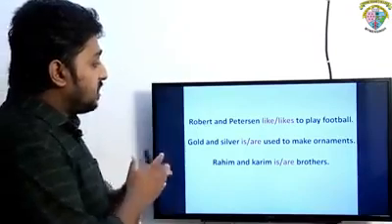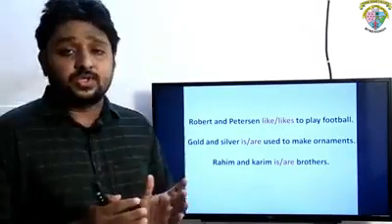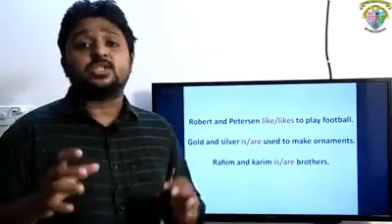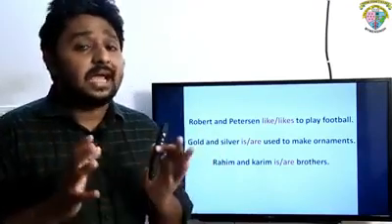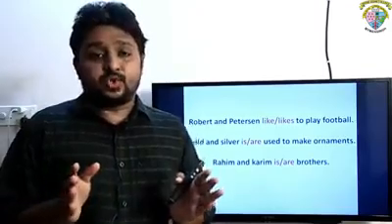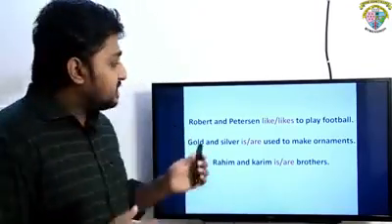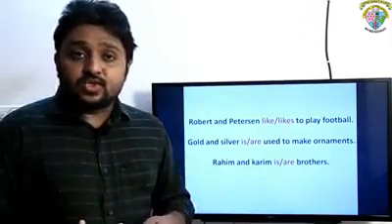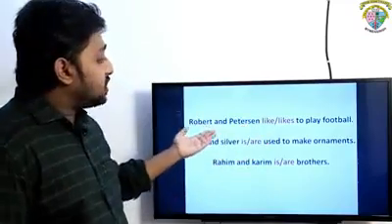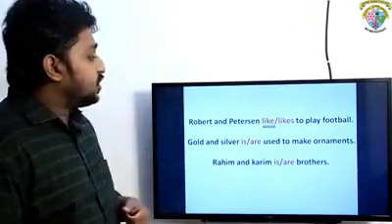If we focus on the subject, we can definitely see there are two persons, two subjects. They are connected with the coordinate conjunction and. So Robert and Peterson are two different persons, and that's why they act as a plural subject. As a plural subject, they definitely receive a plural verb. So the correct answer should be like.